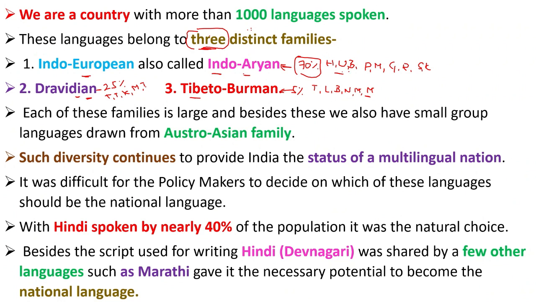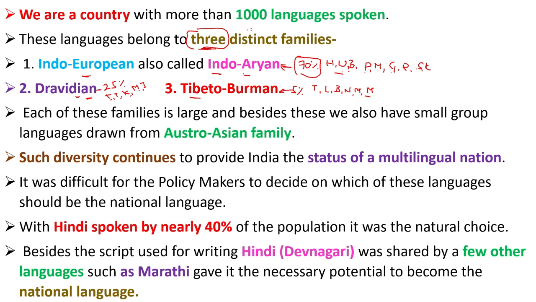Hindi, Urdu, Bengali, Punjabi, Marathi, Gujarati, Rajasthani, Sindhi, and Kashmiri. These are similar to Hindi languages. And which ones are Dravidian? Telugu, Tamil, Kannada, Malayalam, and Tulu. So these are Dravidian languages.